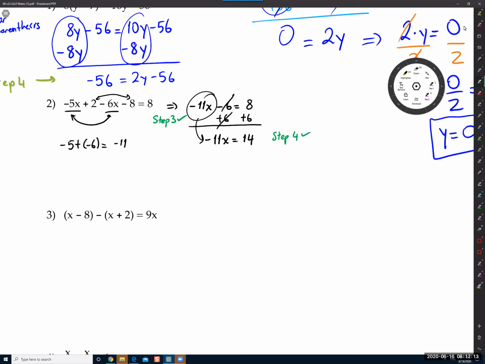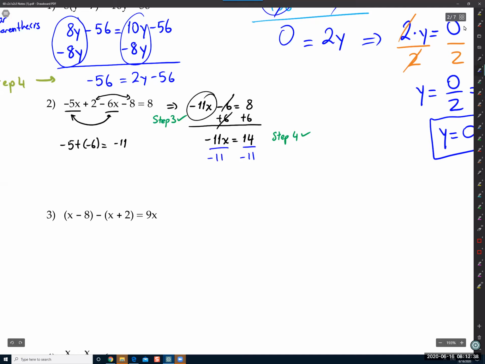Then step 5 is what? Isolate the variable. Where is the variable? This is my target right there. I need to isolate that guy. How am I going to do that? Well, I need to get rid of the -11. Look at the -11, how it's attached to x with the multiplication. So I'm going to do the opposite of it, which is division. I'm going to divide both sides by -11.